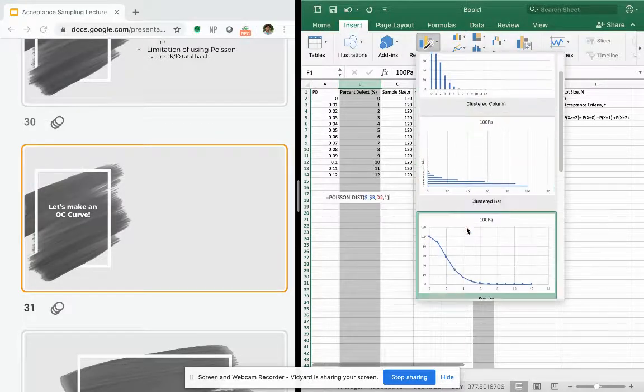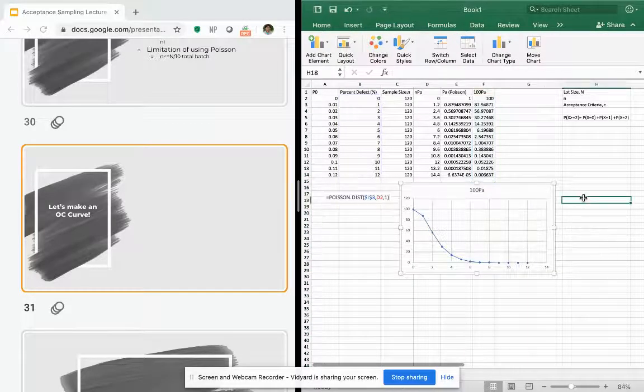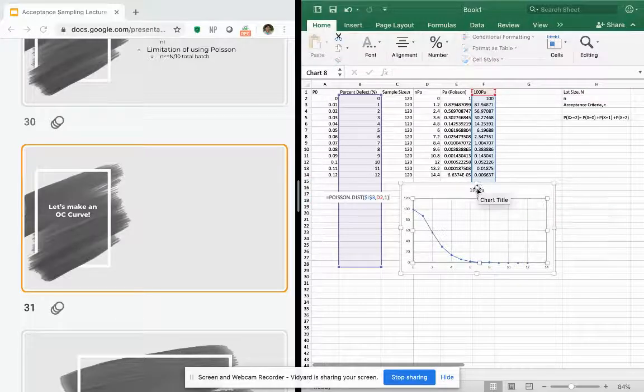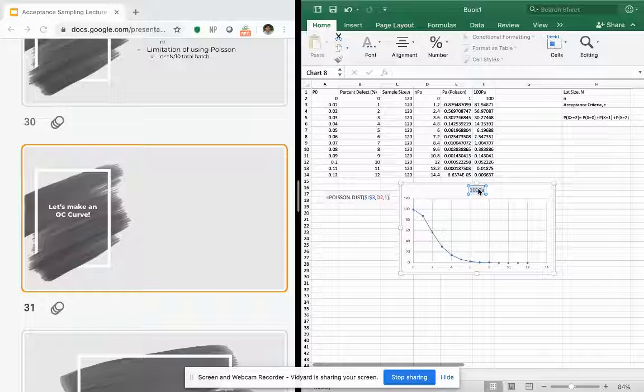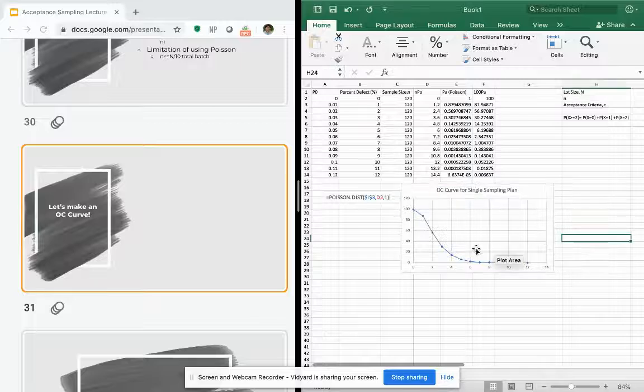So here we have our OC curve. I'm just going to label it. And our x-axis would be the percent of defectives in the lot. And we know our y-axis is the probability of acceptance.